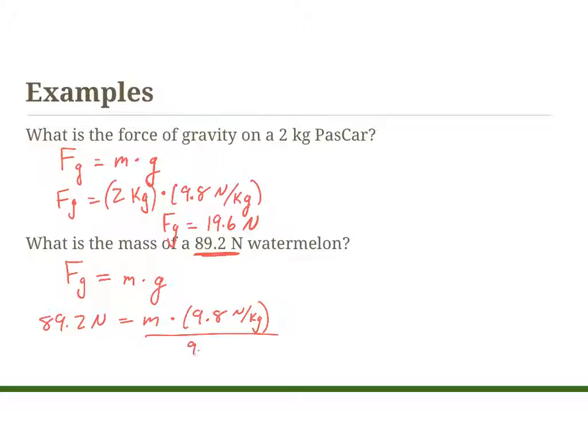So to find grams, 9.8 newtons per kilogram divided to both sides, 9.8 newtons per kilogram cancels out, and it leaves me with a total mass somewhere in the ballpark of 9.1 kilograms.